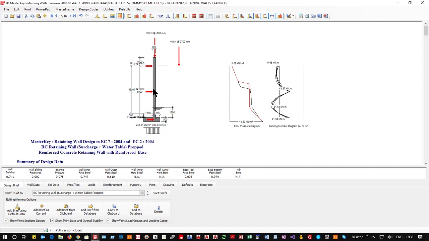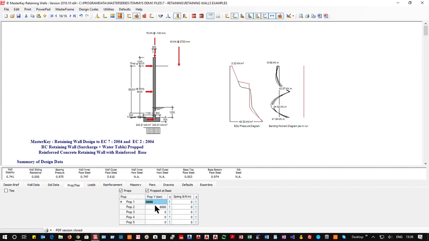Obviously you would need to think about possibly checking this for the construction before you get up to this height and prop it. So you may need to do two different walls, one for 3 meters and propped, and then one for 6-7 meters and double propped. And I've also put that in, so we can put these props in. The props are all by default static props, but you could put a spring stiffness.